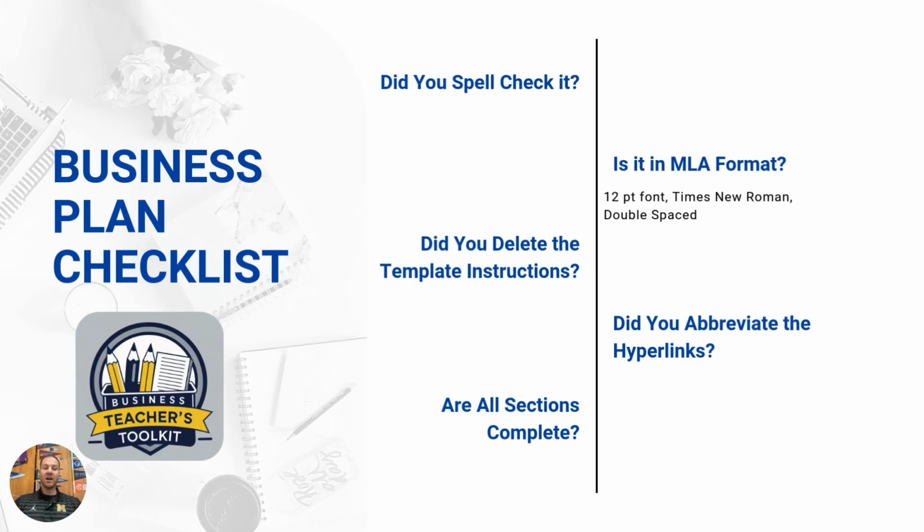Before doing so, I always make sure that my students, one, ran it through spell check or Grammarly, two, made sure it's in MLA format, 12-point font, Times New Roman, double spaced, three, deleted all of my templated instruction. I want this thing to be polished and college level, even though they may not necessarily be in college, or maybe they are, depending on what it is that you teach. And the idea is that this thing is so polished that you could hand it off to a banker and say, I am interested in actually opening this business right here. Please read through this and give me your feedback.